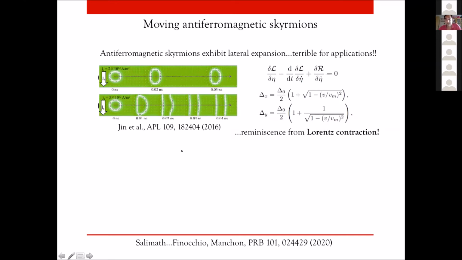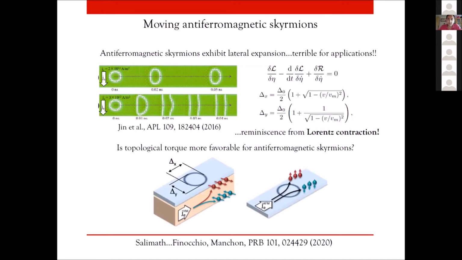So the problem is that if you try to push your antiferromagnetic skyrmion, it will get elongated. And there's a point where it will reach the walls of your nanowire and annihilate. So the question is, is there any particular torque, or any particular situation, that will avoid this lateral expansion?